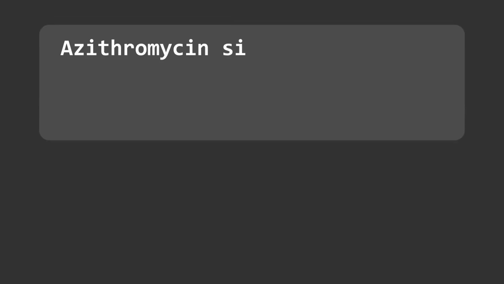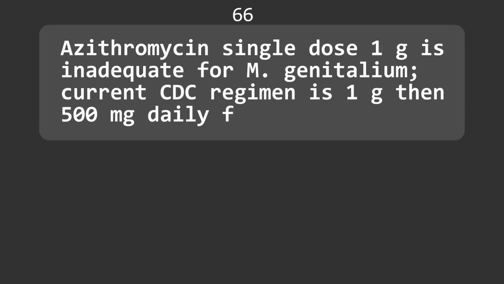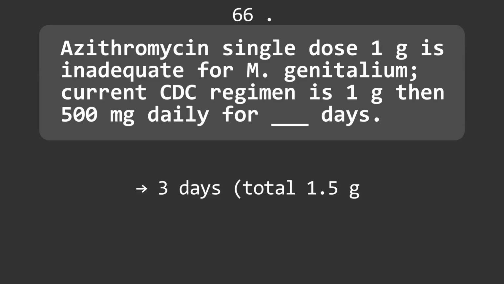Azithromycin single dose 1 gram is inadequate for M. genitalium. Current CDC regimen is 1 gram, then 500 milligrams daily for 3 days, total 1.5 grams.